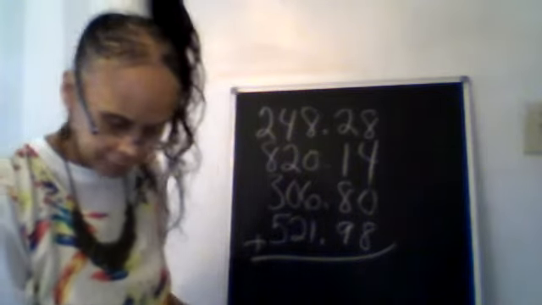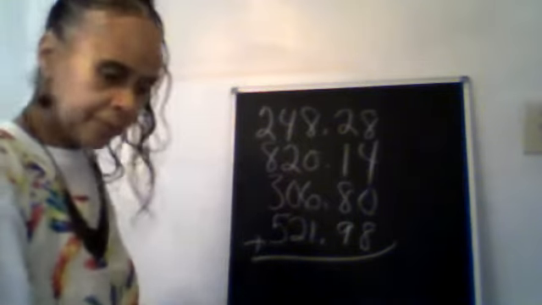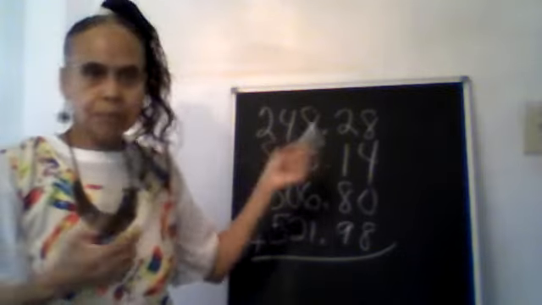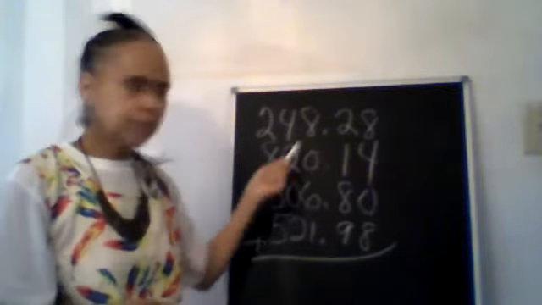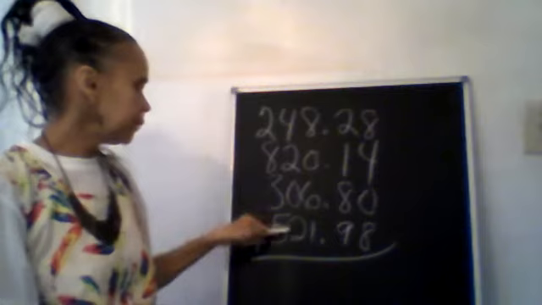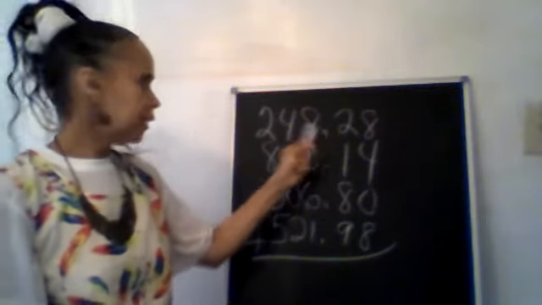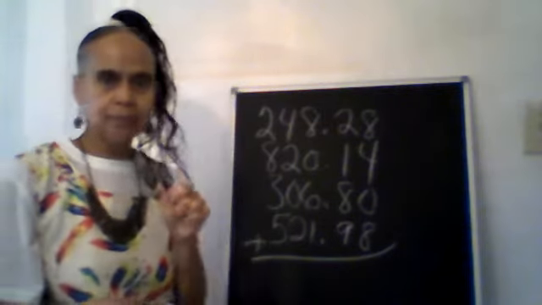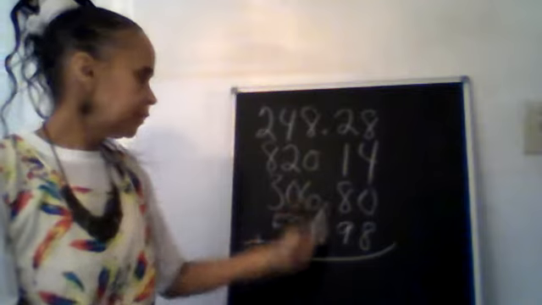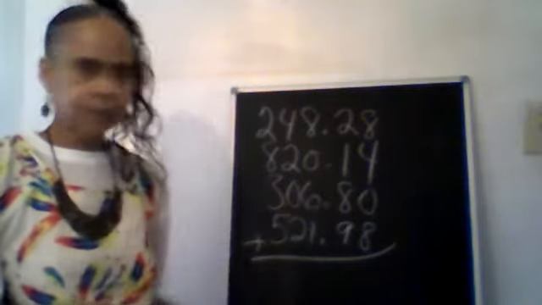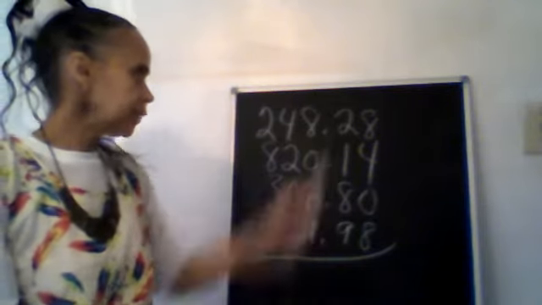So it says 10 points for this. Add the following. 1 point for each correct answer. So in other words, this is a basic addition problem, to me, it looks basic. We have 4 numbers, and when it comes to addition, you always line your decimal points up like that.